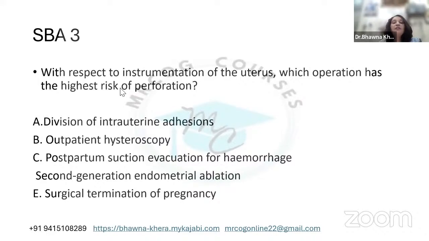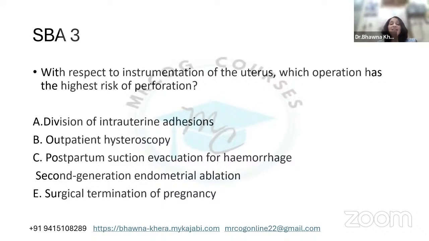Now, with respect to instrumentation of the uterus, which operation has the highest risk of perforation? Something beyond the hysteroscopy, but yes, it's an important question. So, which of the following procedures will have a maximum risk of perforation? Division of intrauterine adhesions, outpatient hysteroscopy, postpartum suction evacuation for hemorrhage, second generation endometrial ablation, and surgical termination of pregnancy.